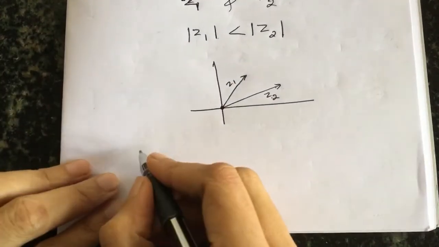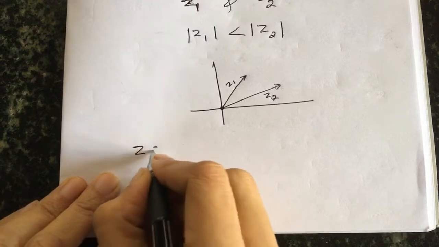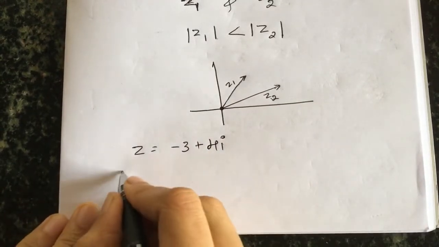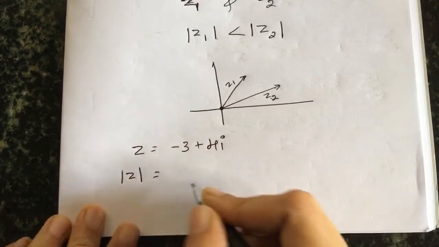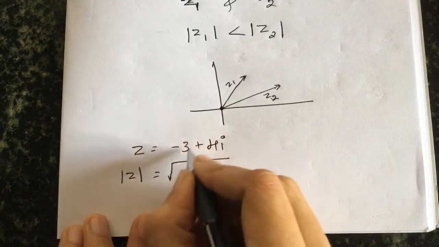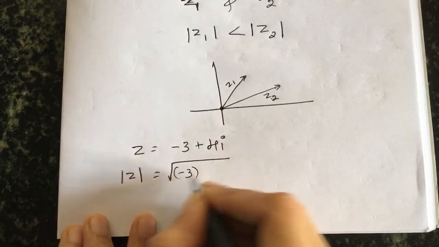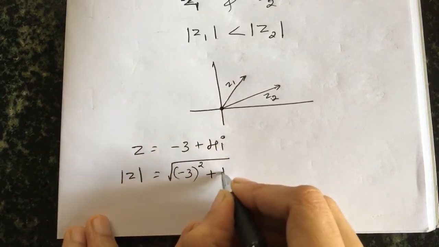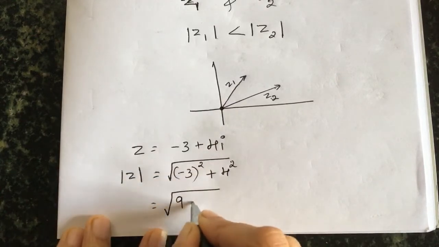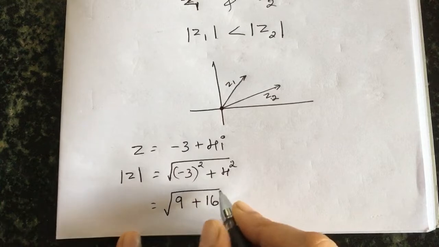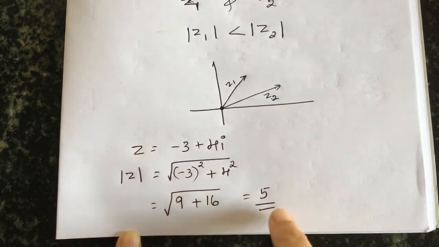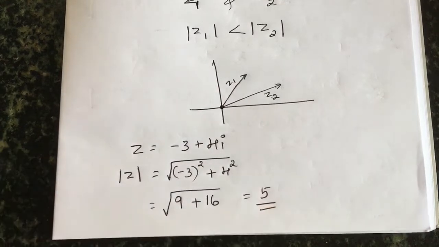As an example, suppose I have z equal to minus 3 plus 4i. If I want to find out the modulus of z, it's nothing but root of x square plus y square. The x value is minus 3 over here. So (minus 3) square plus 4 square, which is nothing but root of 9 plus 16. So it's root of 25, which is equal to 5. So modulus of z equals 5.